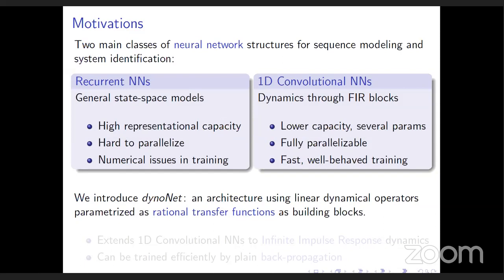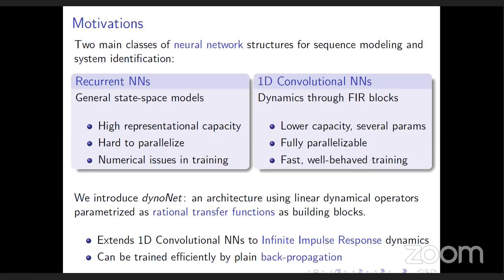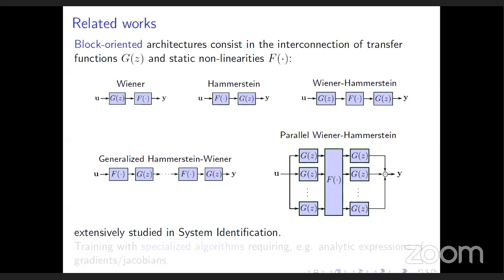So in some sense, it extends significantly the 1D convolutional neural network by allowing an infinite impulse response, because we have a rational transfer function. But still, they can be trained efficiently by plain back propagation, which is the standard algorithm in training neural networks. And the work has also a strong relationship with what is known in system identification as block-oriented modeling.